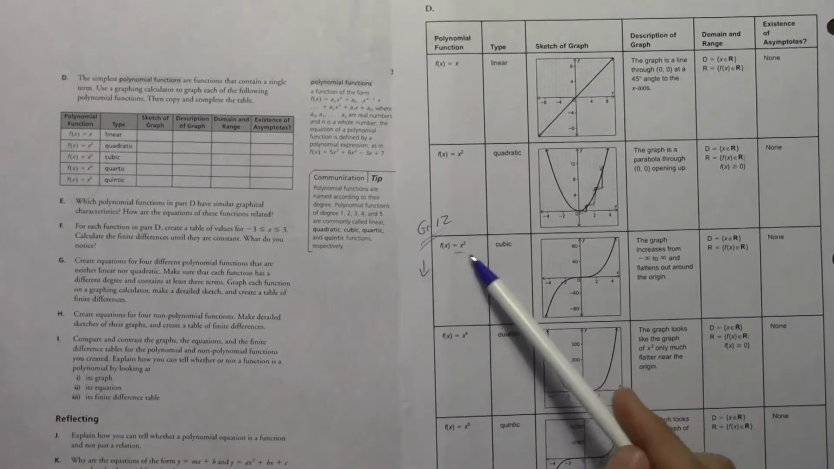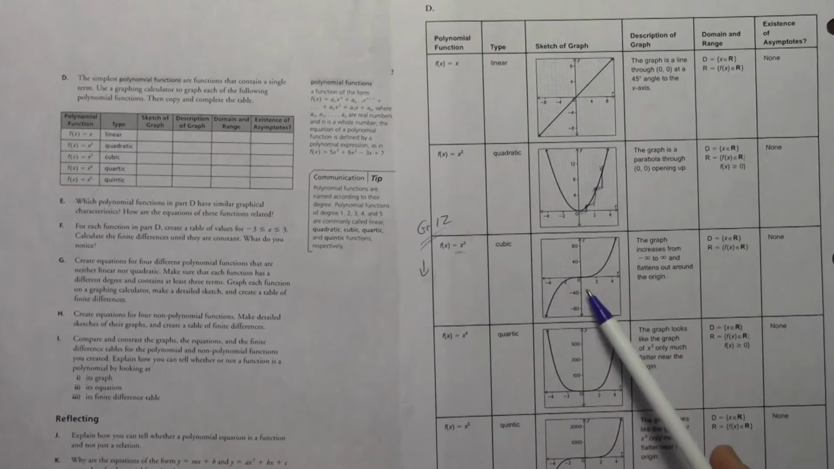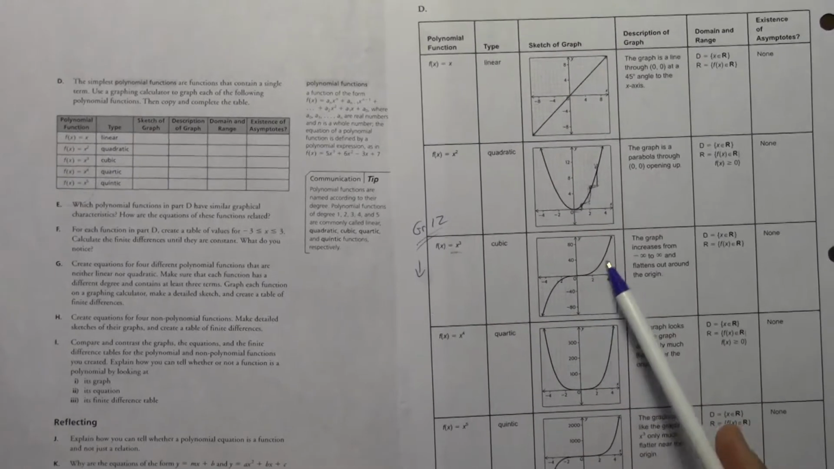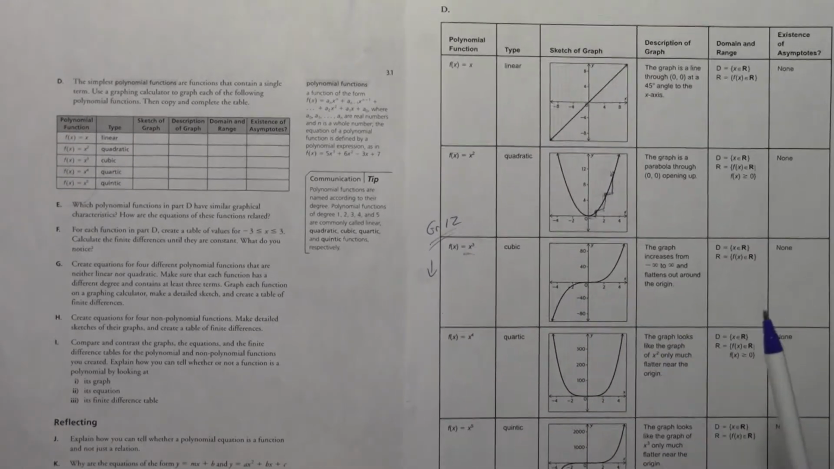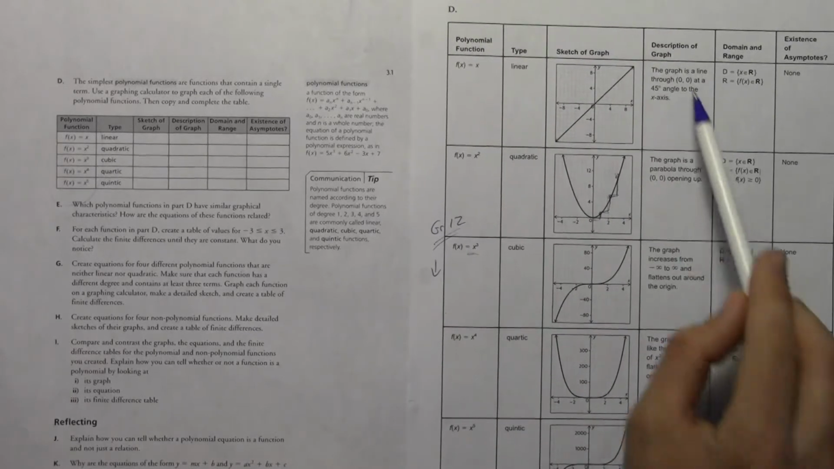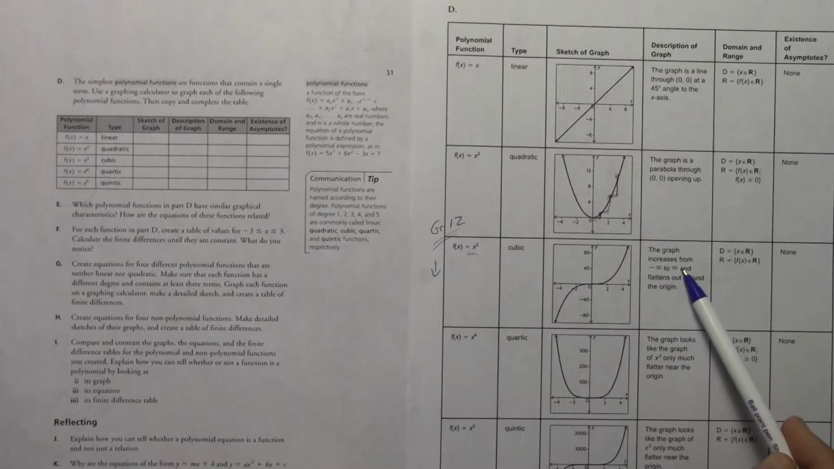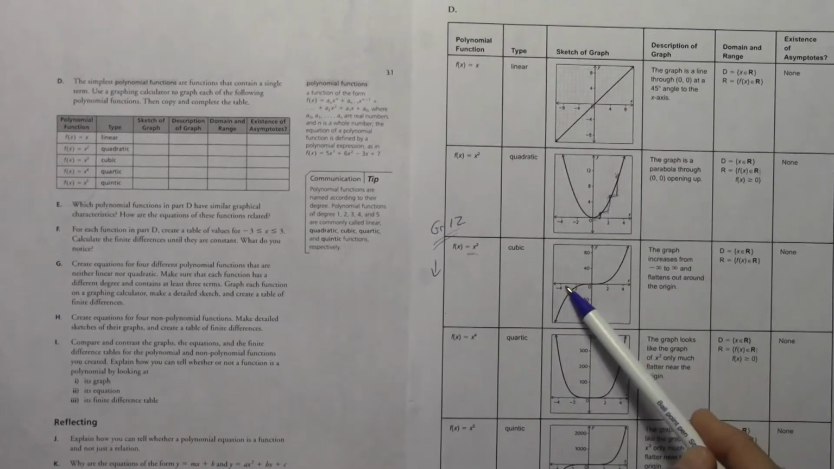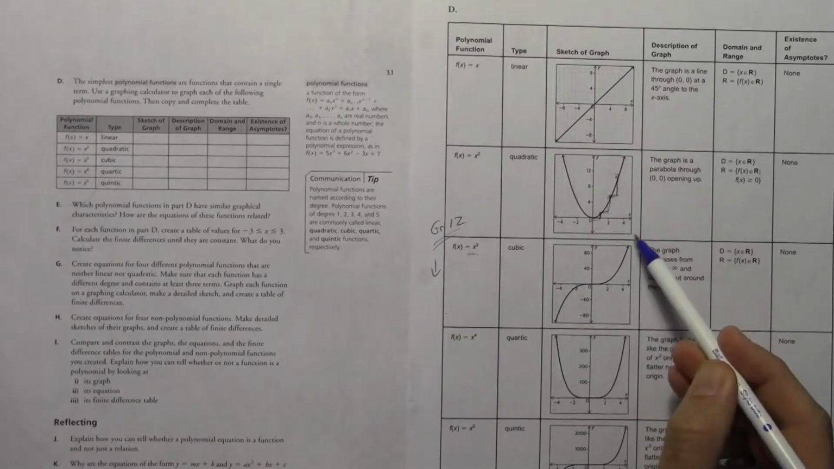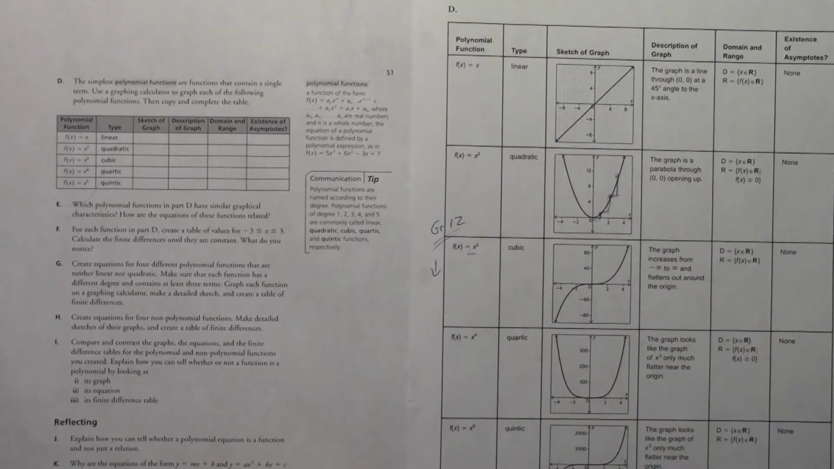All right, so we know this is cubic. Why? Because there's a 3, and we know the graph looks like this. Why? Because we punched it in our calculator. That's how we know it looks like that for now. Then we can describe the graph. We say, as the graph increases from negative infinity to infinity, it flattens out around the origin, so we get this kind of pattern happening.